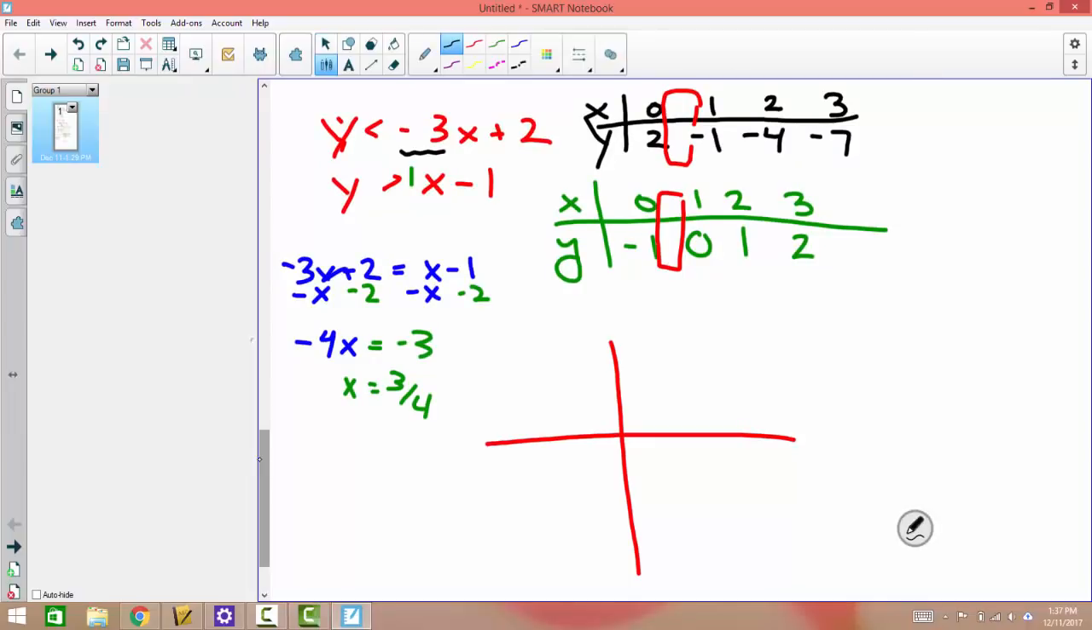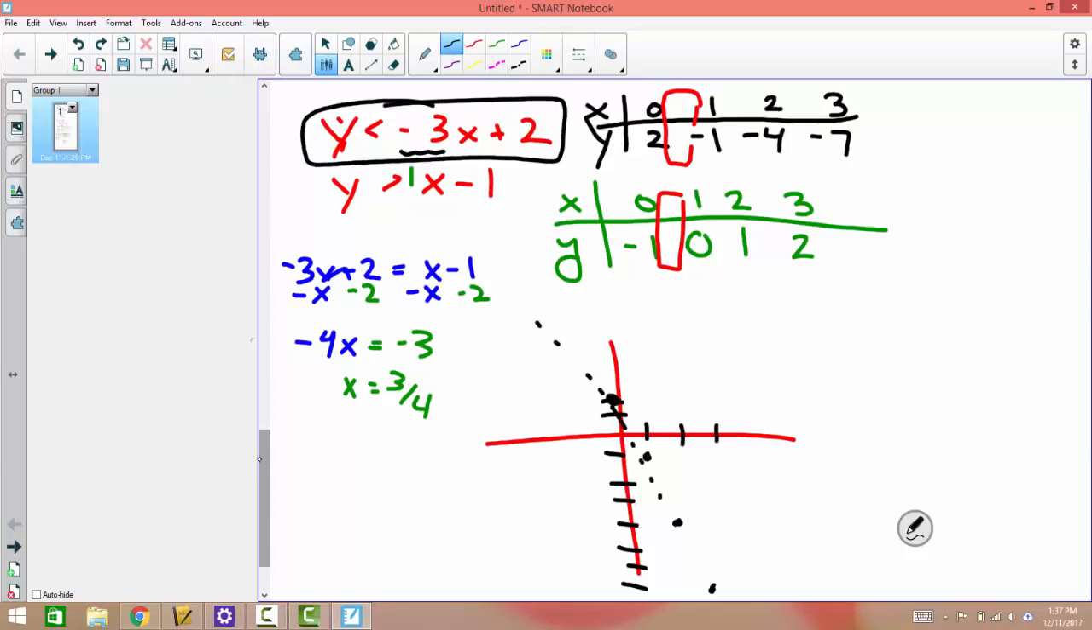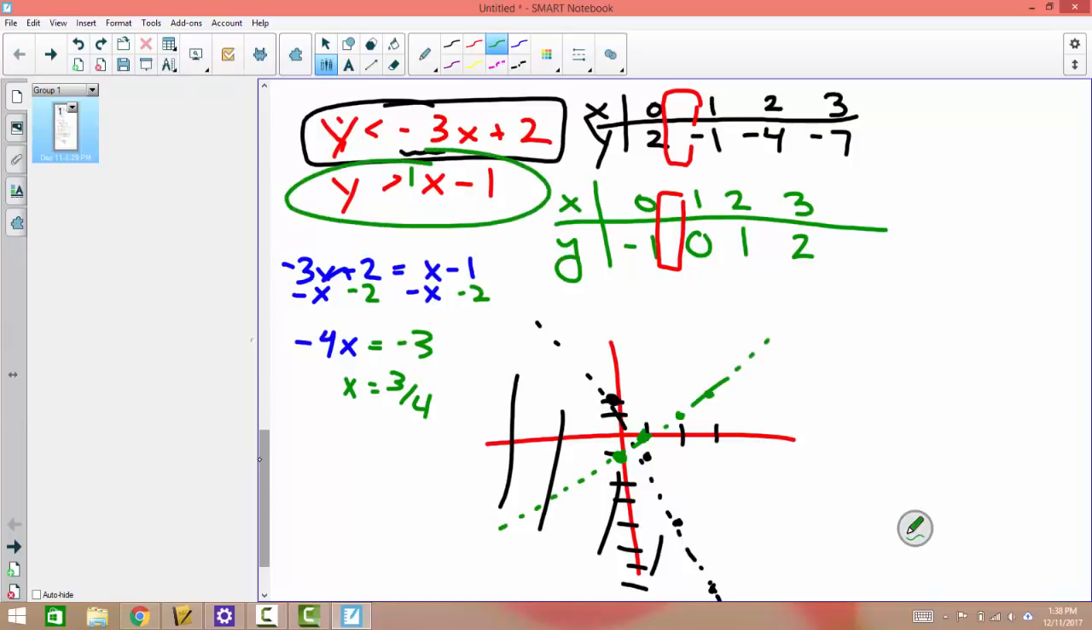All right, so the first one is going to be over 0 up 2, over 1 down 1, over 2 down 4, and over 3 down 7. That's going to be a dotted line, and then you are going to shade to the ground because it's less than. The second one in green is over 0 down 1, over 1 up 0, over 2 up 1, and over 3 up 2. And that is going to be dotted because there's no equals to, and this reads is greater than. So this is shaded above.